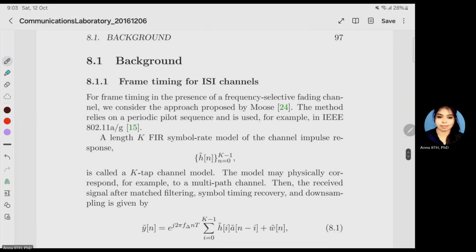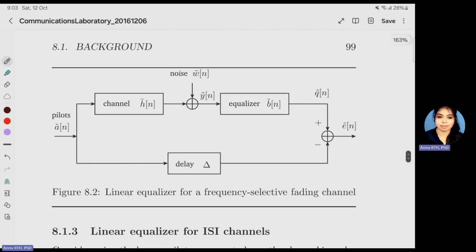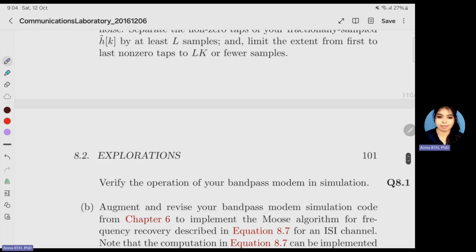With intersymbol interference, the traces are converging and overlapping in the signal. This was not covered in class, but I will tell you one very important thing. This is a linear equalizer for frequency selective fading. You have the pilot as input to the channel, which gets added to the noise and is then passed to the equalizer. It is also sent as an error from the delayed version, because whatever you get as input as a pilot, if you delay it, you get the output. This is called a linear equalizer for frequency selective fading. This is one of the good things that we can see.